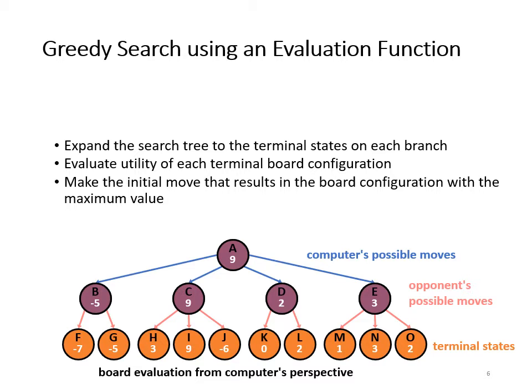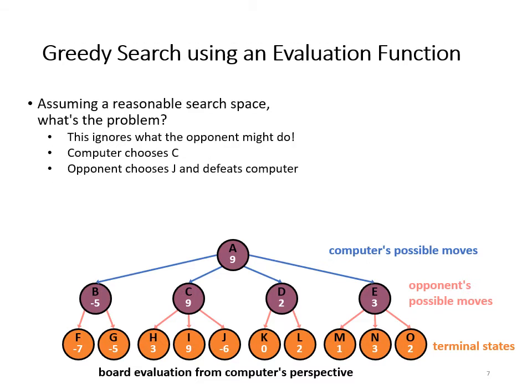But the thing is that here two players are playing. That's why the computer cannot ignore the opponent. So assuming a reasonable search space, what is the problem? This ignores what the opponent might do. Here the computer is choosing C, and the opponent chooses J. If the opponent chooses J, J's value is very low and the computer's value is very high. Then it means the opponent chooses J and defeats the computer.